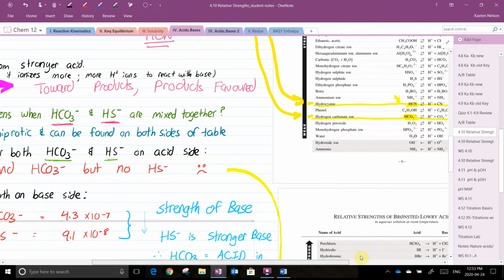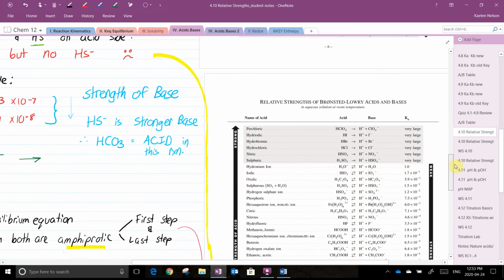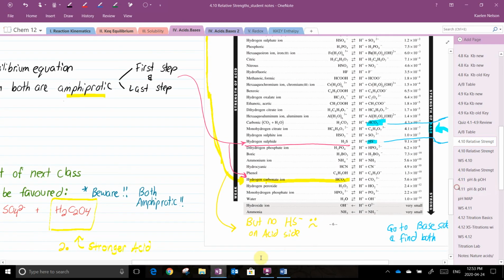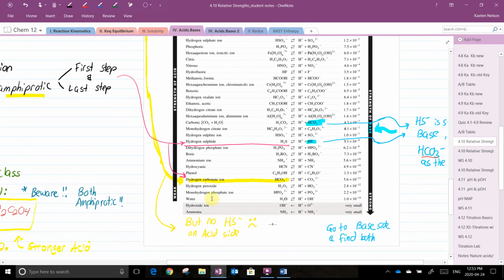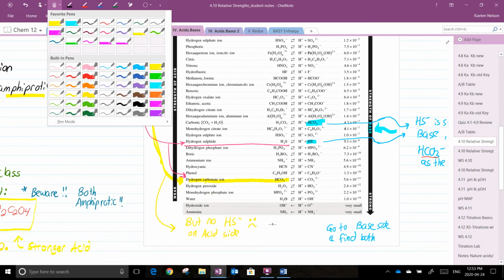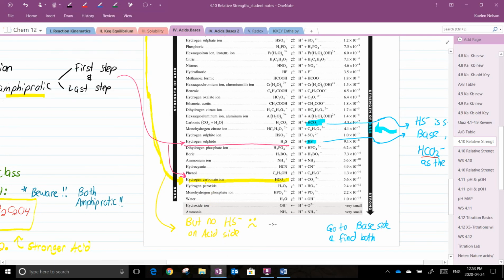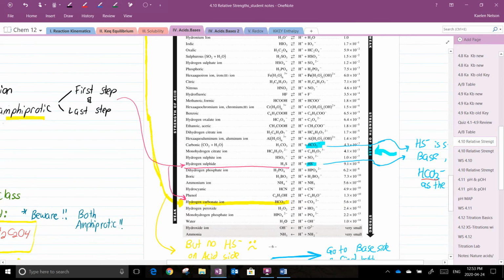So I'm just going to show you on my table. Follow my highlighting line down. In yellow, I have HCO3, but I have no HS. So I can't compare them because they're not on the same side. So what I do next is I go to my base side. When I go to my base side, I'm going to look up both of them as bases.